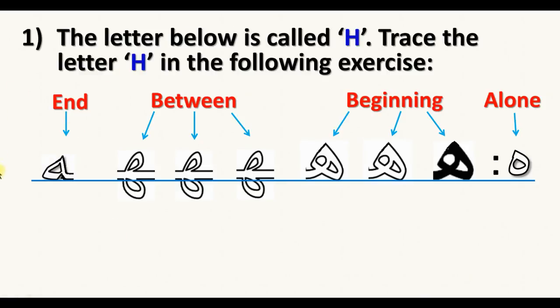At the end of the word, this is how the letter H will appear. That is, it has a stem before it, from which it will be joined to the letter that comes before it. So to begin writing the letter H, you start from here, and you go on up. Then you come down until you complete the letter H.